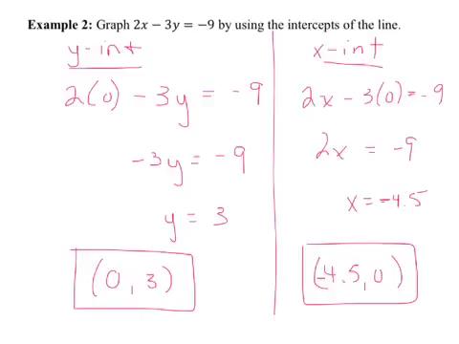Remember, don't forget the 0 for the y when you're solving for the x-intercept as a coordinate. It is indeed a coordinate. Graph those 2 intercepts on your graph and just connect them and you're done with this graph. This graph is cake. Easy.